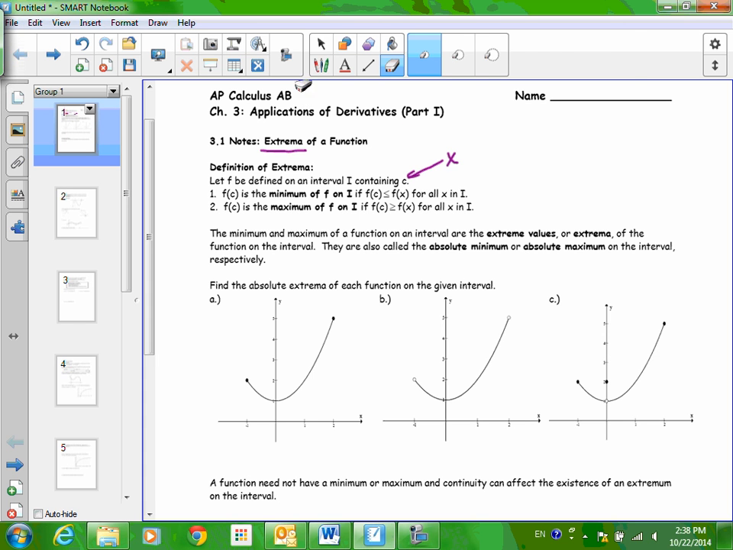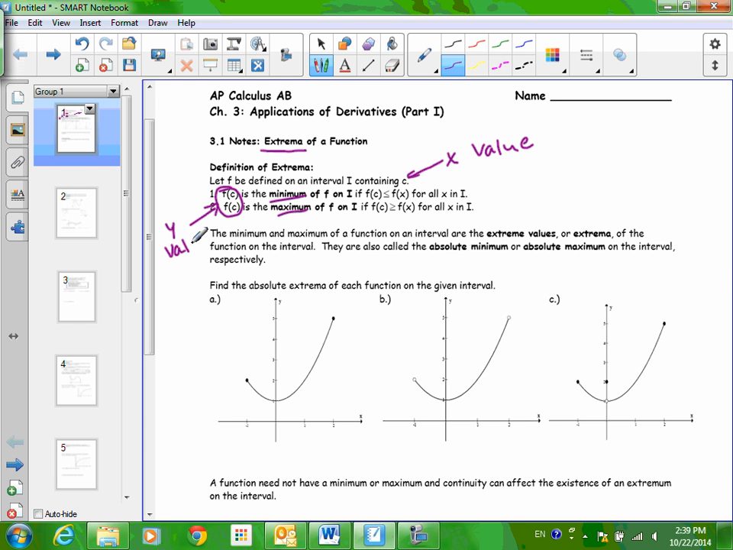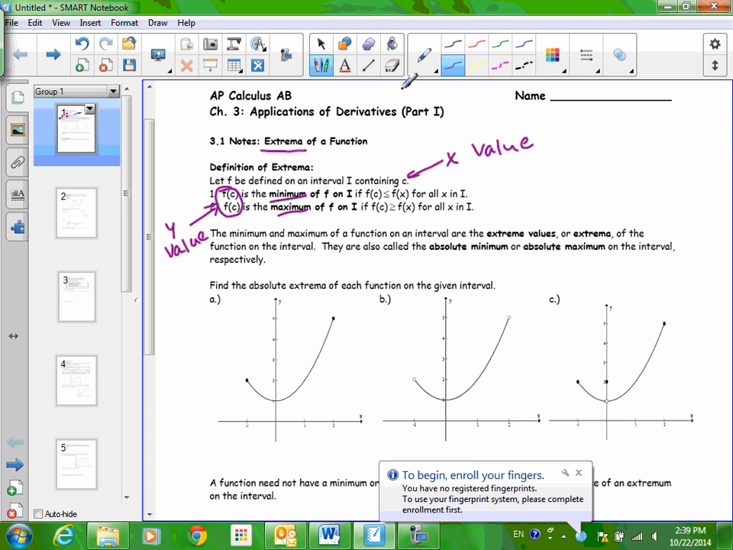And that's important for this reason. F of c being the minimum or the maximum, I'll explain the rest of that. These things are y values. So when I ask what is the minimum, what is the maximum, I'm saying what is the y value, all right? And that should make sense. If you're saying really high or really low, the y value is what makes it so.